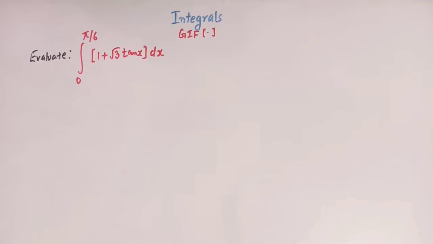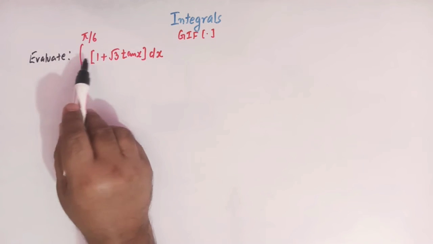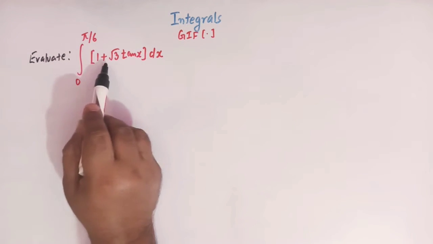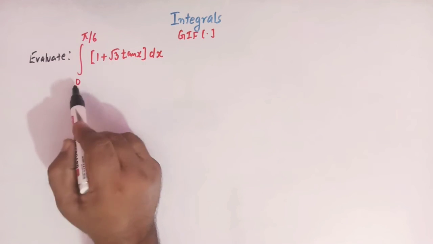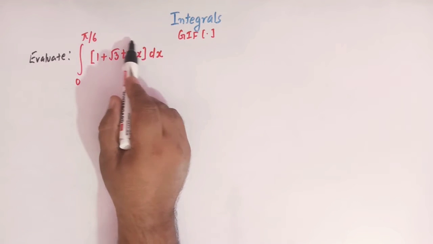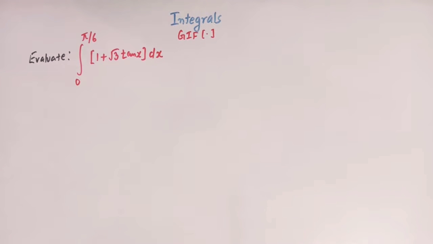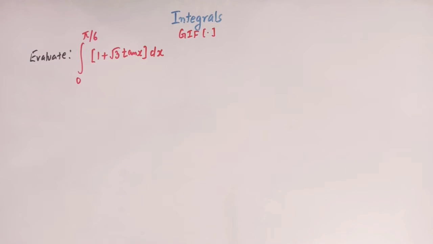Hello viewers, in today's class we are going to discuss yet another important and conceptual problem from definite integrals involving the greatest integer function. Here we have to integrate the greatest integer of 1 plus square root of 3 tan x from 0 to pi by 6. So our integrand involves the greatest integer function. Let us solve this integral.